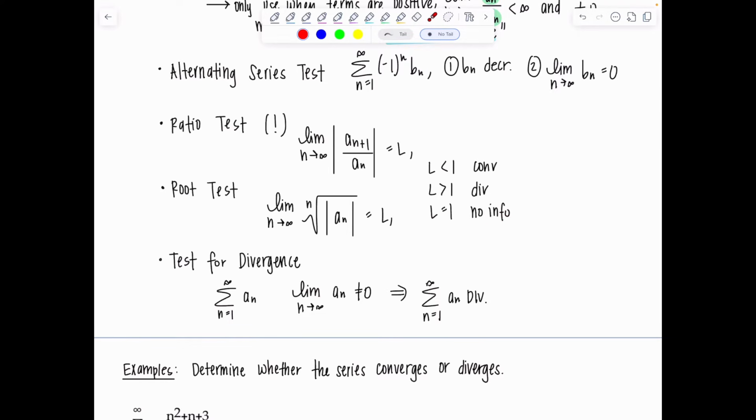Okay. Root test is super similar. I don't use it as often as ratio test. So you take the limit, n goes to infinity, nth root of the absolute value of a_n equals L, same results. And lastly, but actually you should think of it firstly, is the test for divergence. So if the limit of your terms is not 0, then you know the series diverges. Boom. Usually the terms do go to 0, so this gives us no info, but always think about it.